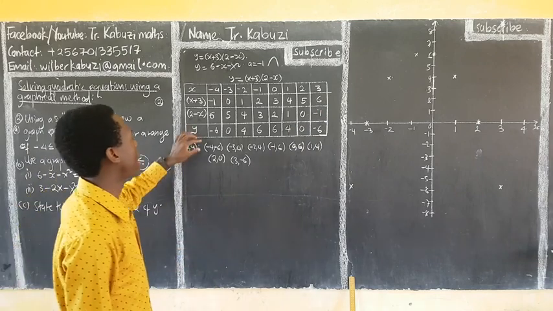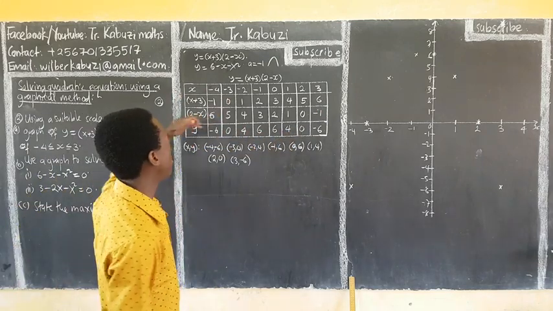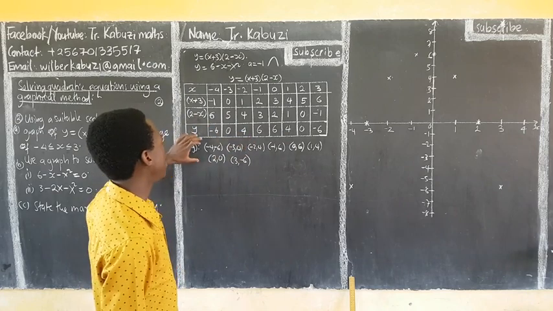And so this one is 0. Now we have all the corresponding values of y. We have x, then we have y. So then after this, you get these coordinates.